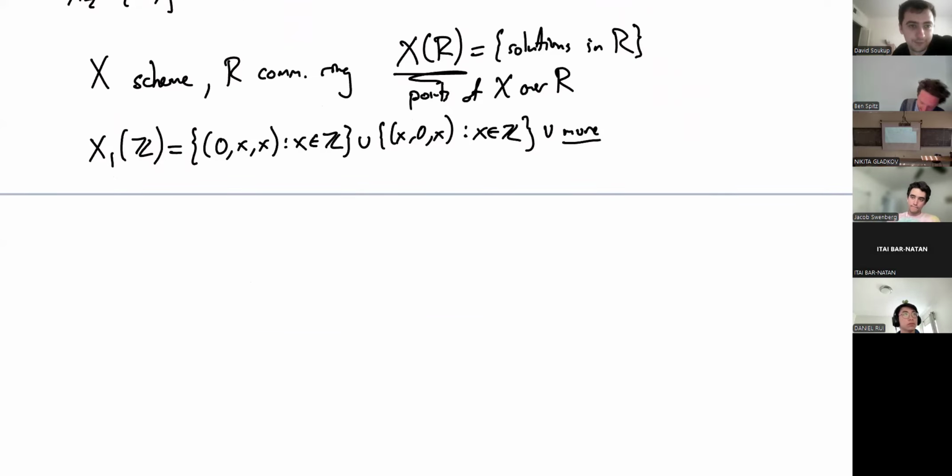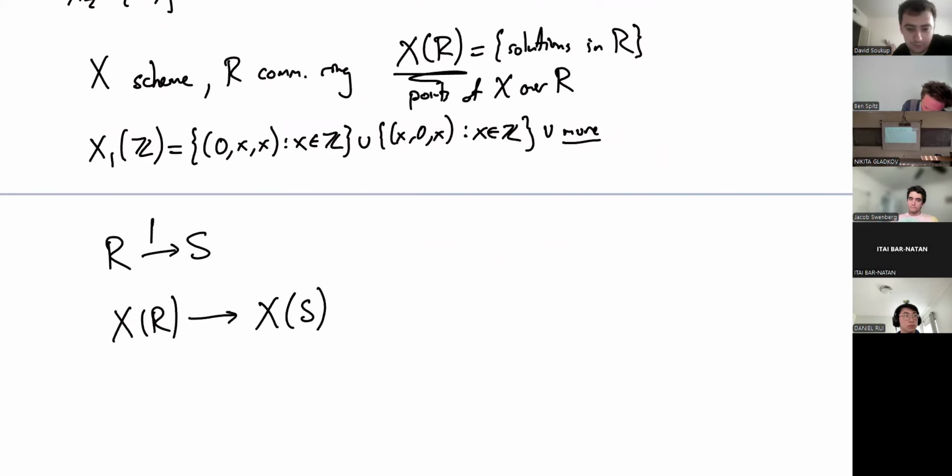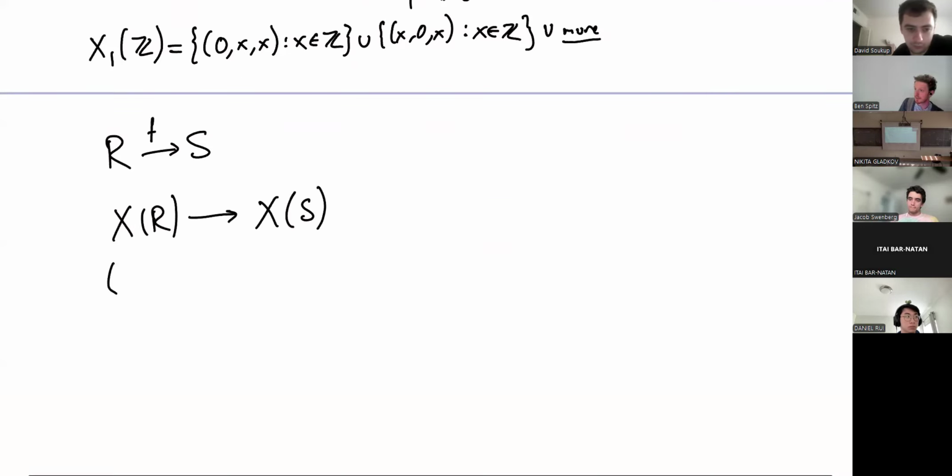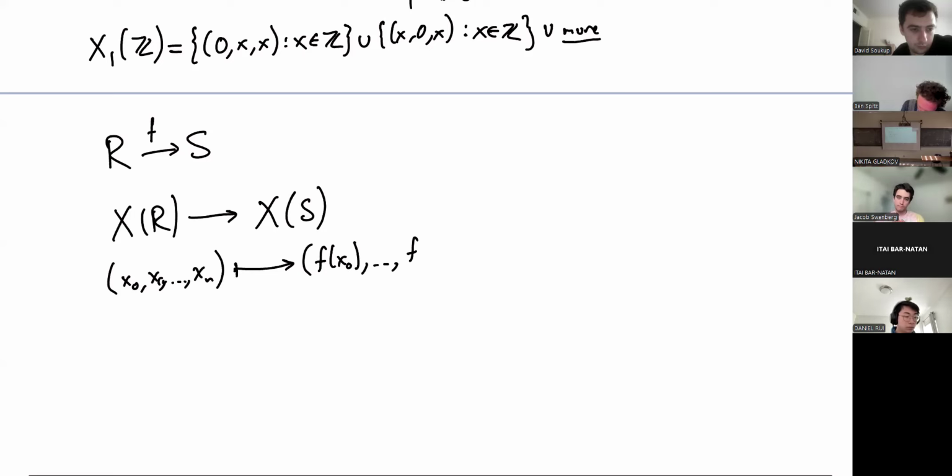And a nice feature is that if I have a map f from a ring R to a ring S, then I could take a point of X over R, and I could get a point of X over S. If this is a ring homomorphism, and I have my solution to my system of equations, so I have x0, x1, through xn, the different values for my variables that solve the system of equations, I can just apply f to all those numbers. And because f is a ring homomorphism, it'll preserve all the polynomial equalities that you want it to satisfy. And so you can just check that this guy lives inside X of S.